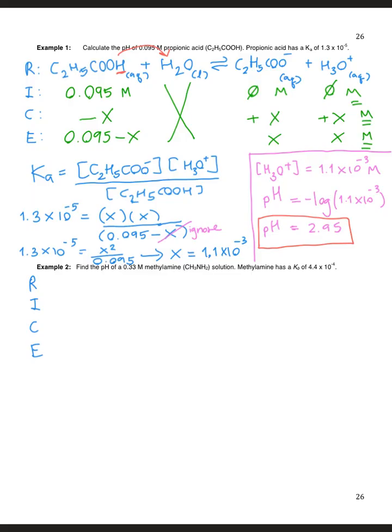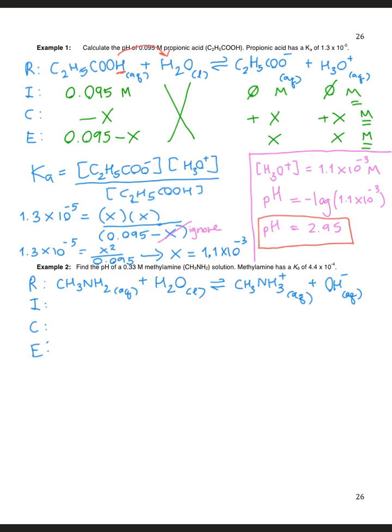So first, let's start by setting up the RICE table. For the reaction, we need to write the base ionization in water. We will react methylamine with water. The weak base methylamine will accept a proton from water. The species that accepts it is the lone pair on nitrogen, so we are going to add one more hydrogen on the nitrogen. Because water transfers a proton to methylamine, water now becomes hydroxide ion. If you compare example 1 and example 2, you can see that an acid will always produce hydronium ions, but a base will always produce hydroxide ions.